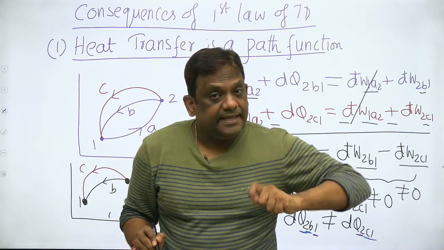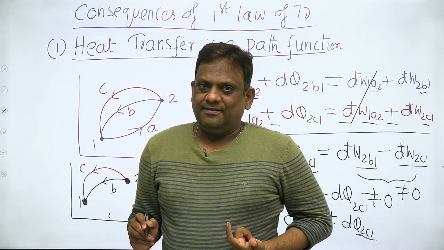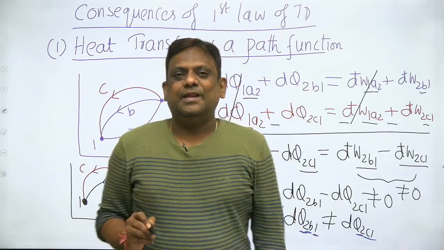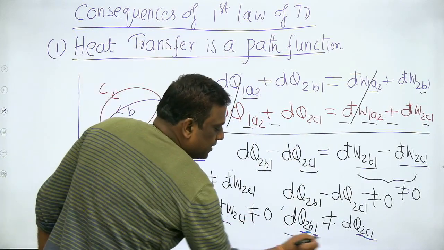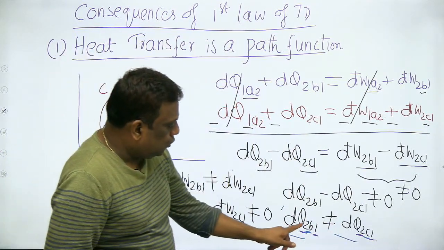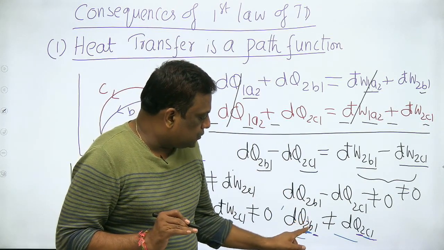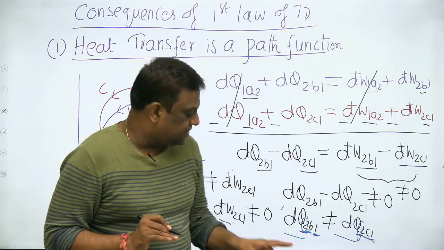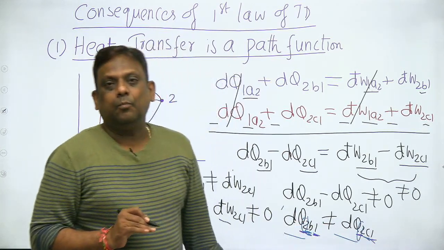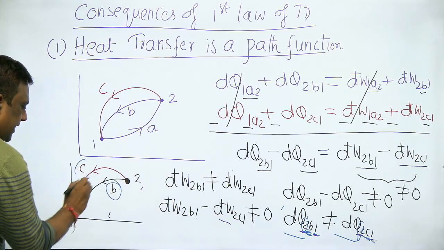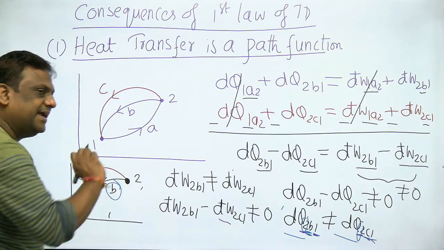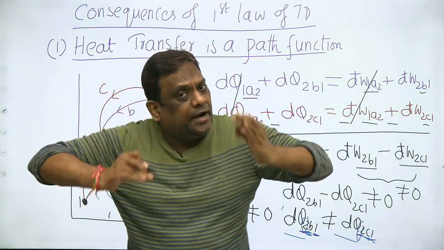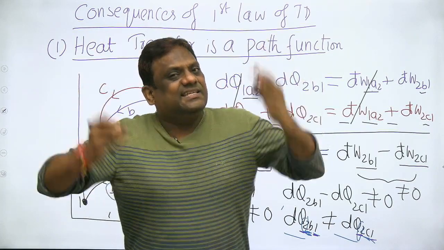So heat transfer is not a property, like your work transfer. It is also not depending on endpoints. So now, why is the heat transfer not the same? Can you guess? Though the endpoints 2 and 1 are the same, the heat transfer is still not the same. The reason is that B path and C path are both different. Because of different paths, my heat transfer is different. This means heat transfer is not depending on points, but it is depending on path. Hence, it is a path function.